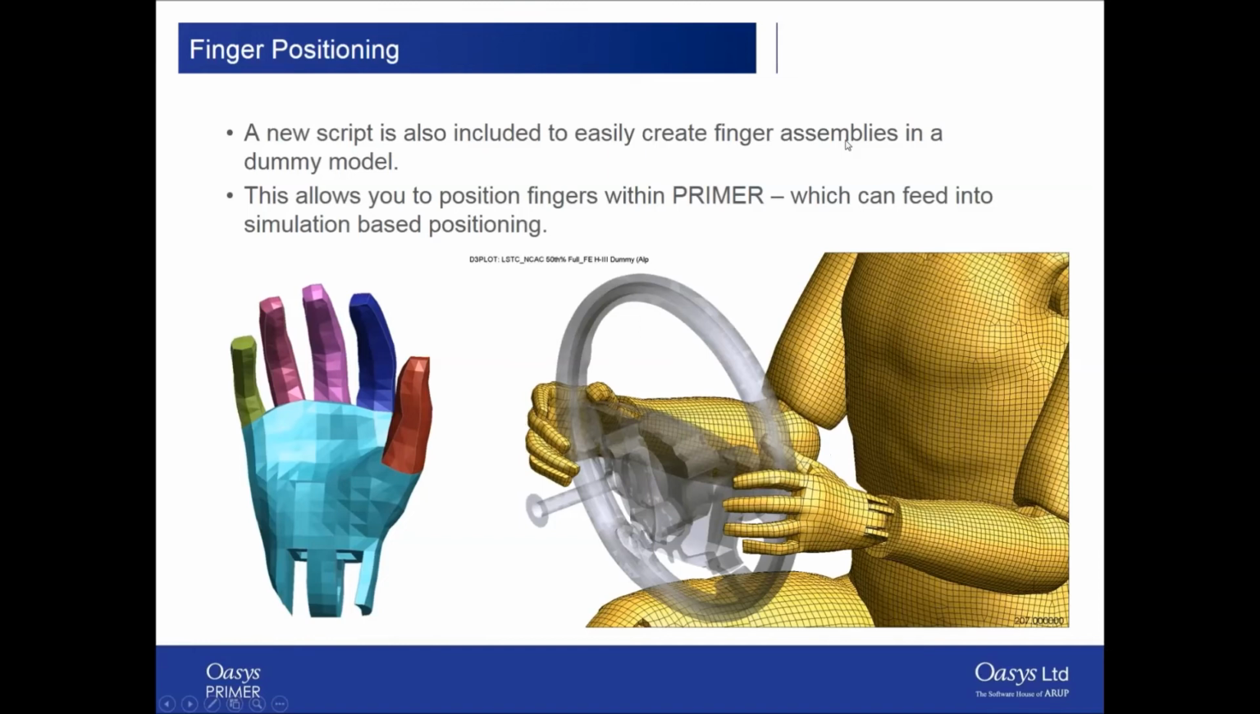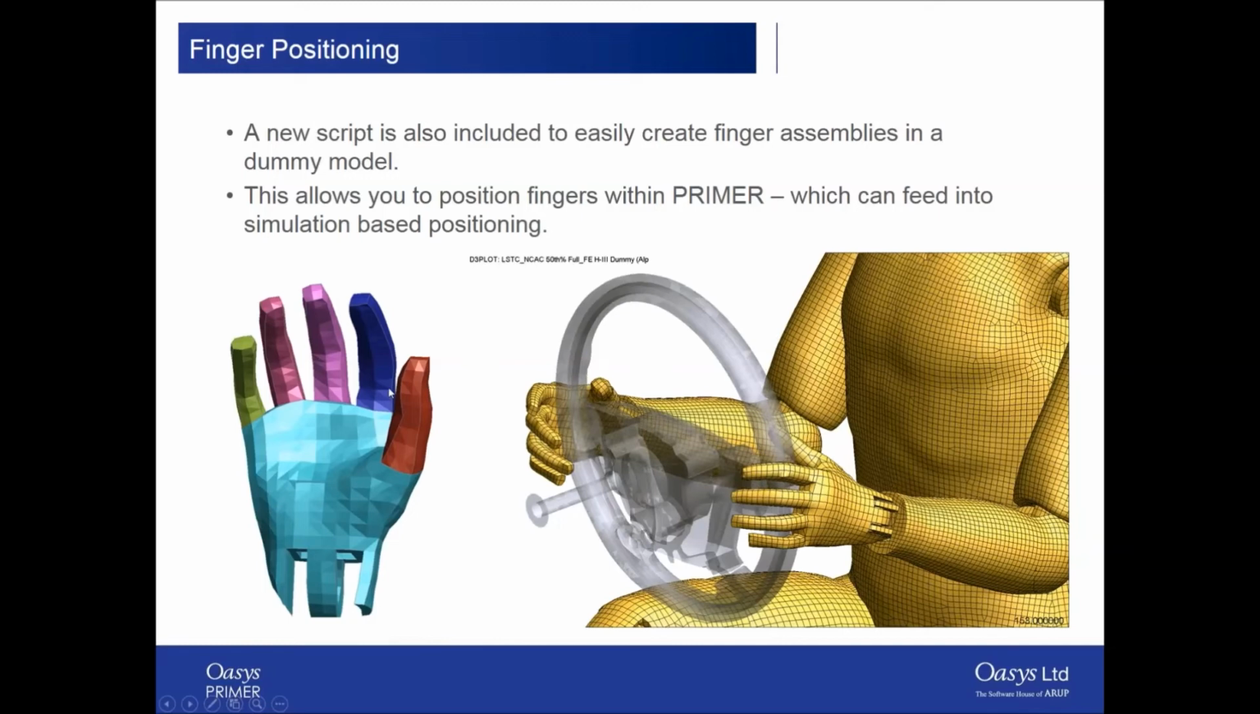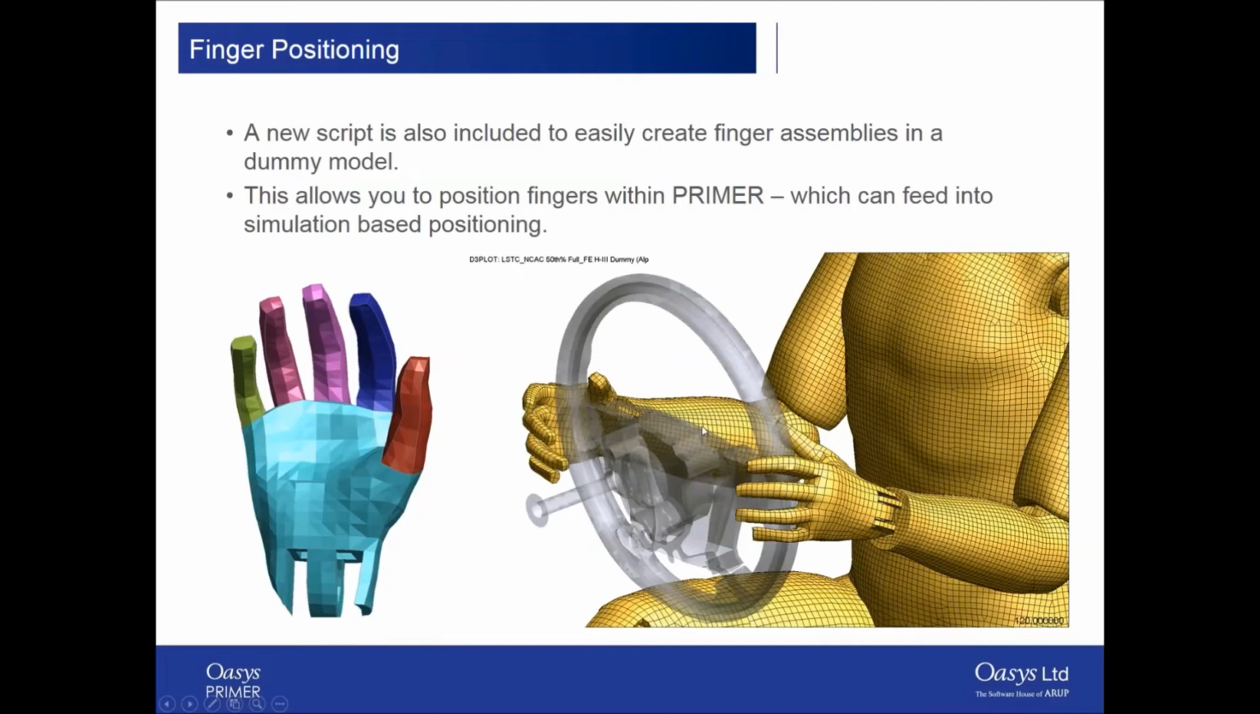Now, this is another script that we've included in Primer, so you can get to this by going to Tools, Script. And this allows you to easily create finger assemblies in a dummy model. Usually when you have a dummy model, these fingers are not in separate assemblies, so you can't move them easily relative to the hand. So the new tool in Primer allows you to quite easily create assemblies for these fingers, which then allows you to move the fingers relative to the hand, and allows you to set up simulation-based analyses like this, where you're gripping a steering wheel.